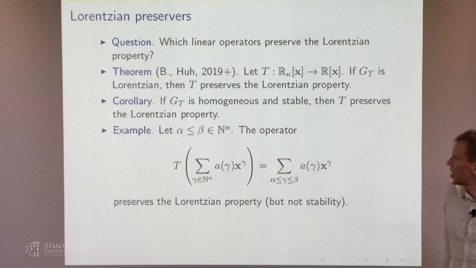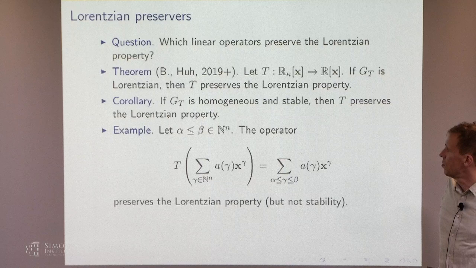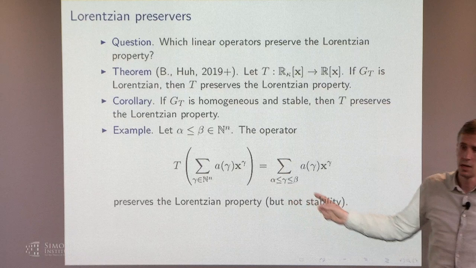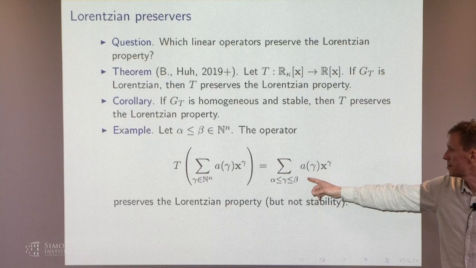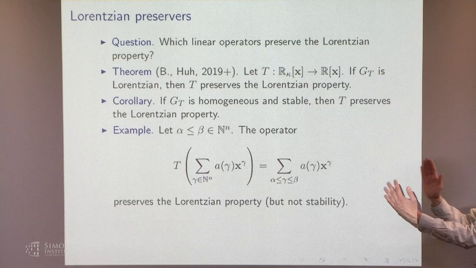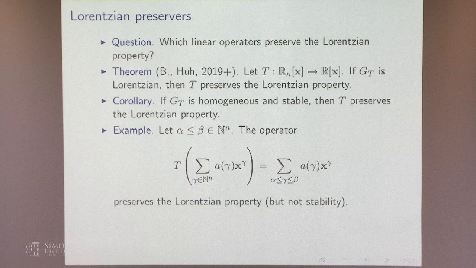Say that we fix two vectors alpha and beta, alpha less than beta, and we chop off all the coefficients which are not in this interval. It behaves very nastily when it comes to zeros of polynomials, but it behaves very nicely with respect to the Lorentzian property. So we can localize polynomials in this way. It's easy to compute the symbol, and you will see that the symbol will split up into a product of disjoint variables, and then it reduces to the univariate case or the bivariate case. And it's not very hard.